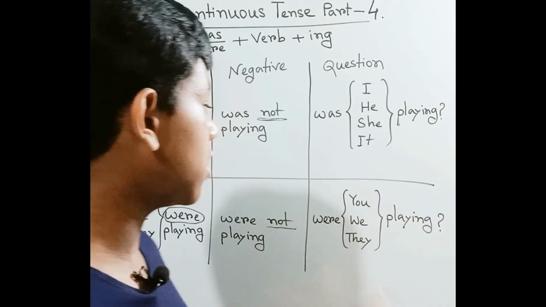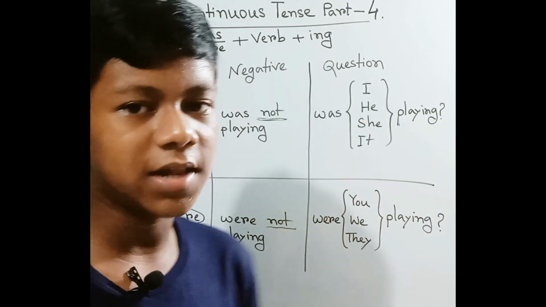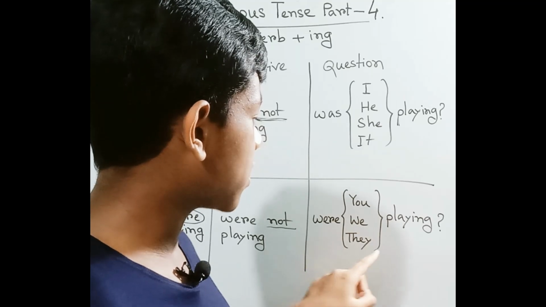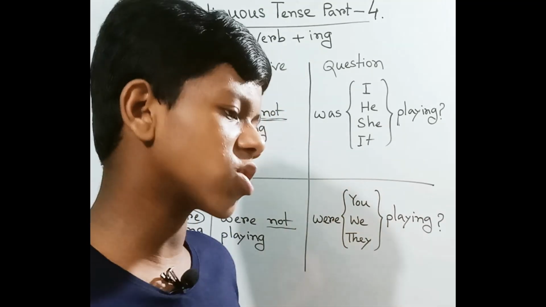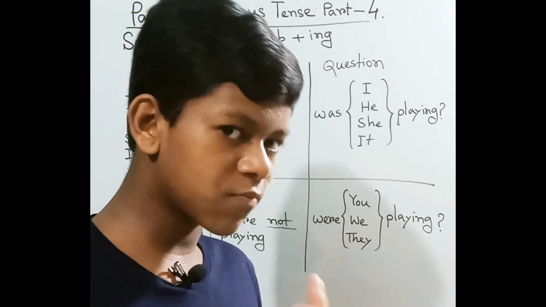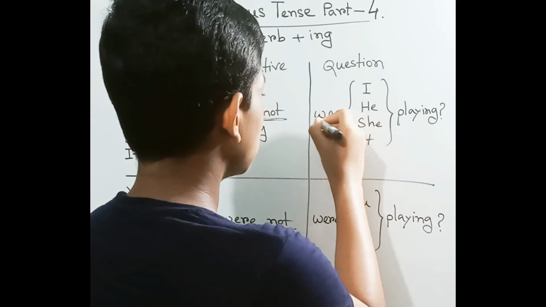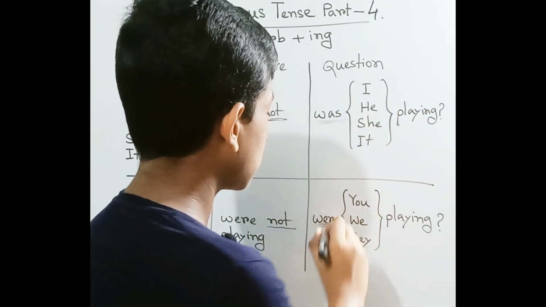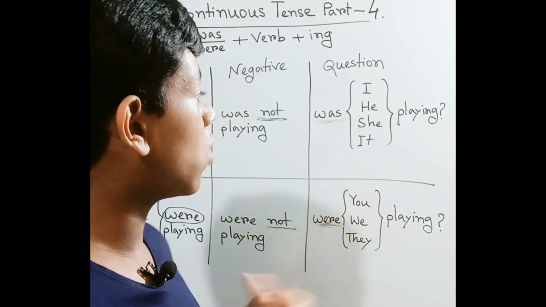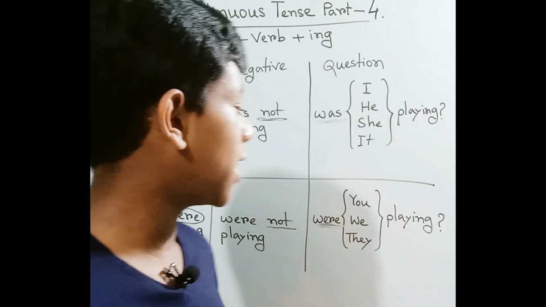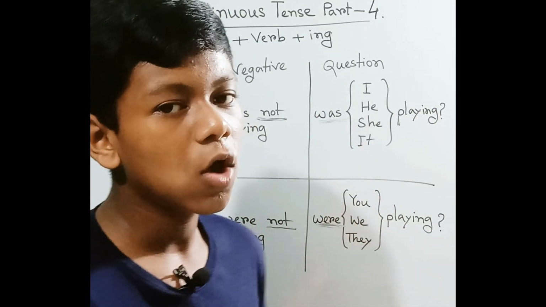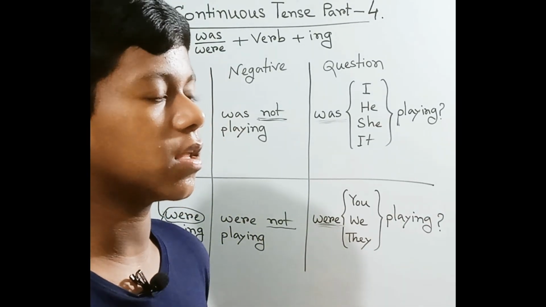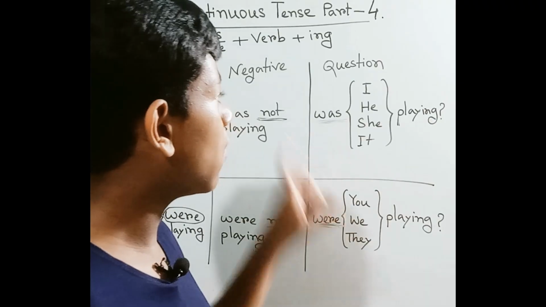Then it changes a little bit with "were": Were you playing? Were we playing? Were they playing? Just remember, before the question, by understanding the subject, you have to put "was" or "were". So: Was I playing? Was he playing? Were you playing? Were we playing? Were they playing? As we know, it is very similar. So we have already understood.